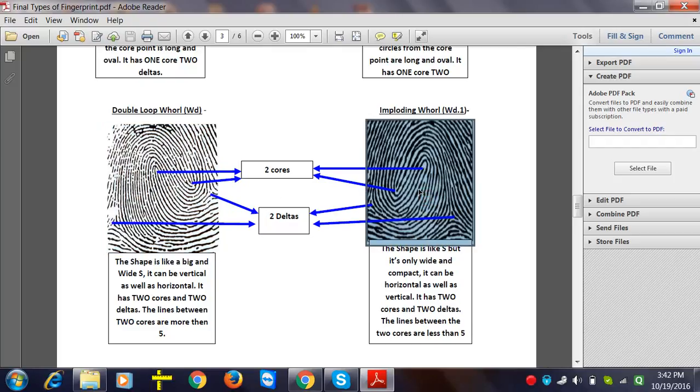In imploding whorl, it's a wide S, but it's compact. There are two cores, one core and second core, and two deltas, one delta and second delta. The lines between the two cores will be less than 5. The count will be again the same, from left delta to left core and right delta to right core. As we can see, the lines between the right delta and right core are higher, so we'll put the higher value, whichever the count comes here.